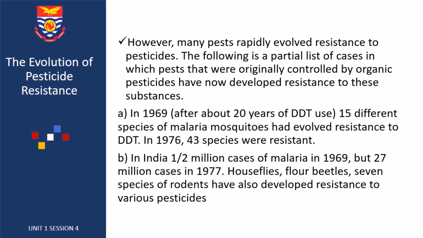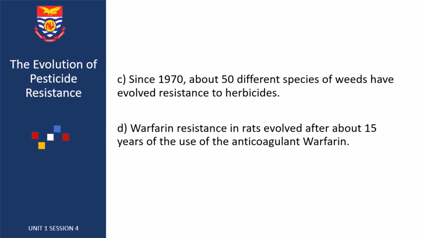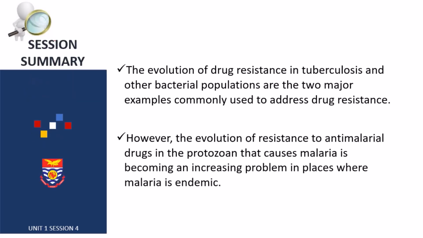In India alone, 500,000 cases of malaria were reported in 1969, but 27 million cases were recorded in 1977. Houseflies, flower beetles, and 7 species of rodents have also developed resistance to various pesticides. Since 1970, about 50 different species of weeds have also evolved resistance to herbicides. Warfarin resistance in rats evolved after about 15 years of the use of the anticoagulant warfarin.